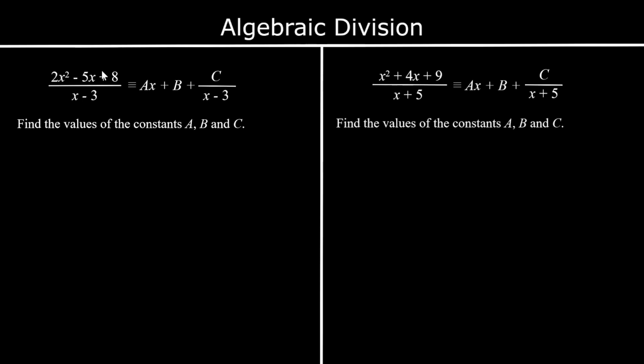When the power of our numerator is equal to or greater than the power of the denominator, we have an improper fraction. So here we've got a quadratic in our numerator and a linear denominator. So the power is greater in the numerator. That makes it an improper fraction.